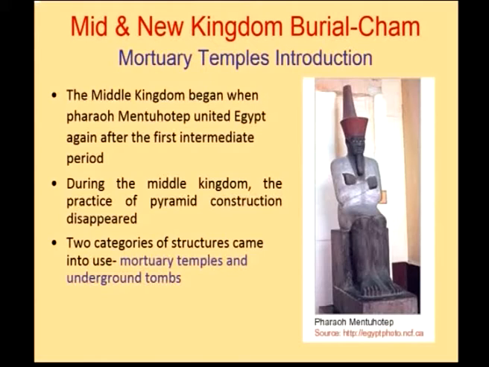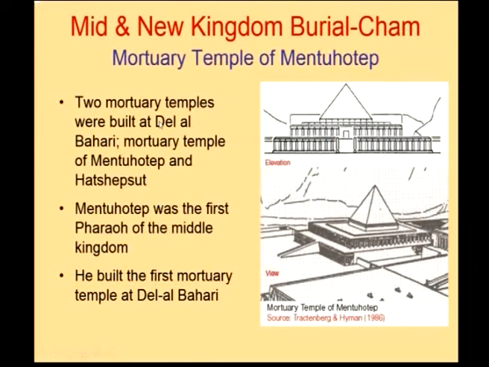The mortuary temple of Mentuhotep. There are two mortuary temples built at Deir el-Bahari. Deir el-Bahari is a site where all the mortuary temples were built. The mortuary temples of Mentuhotep and Hatshepsut. Mentuhotep is the first king of the Middle Kingdom. He built the first mortuary temple of Deir el-Bahari.